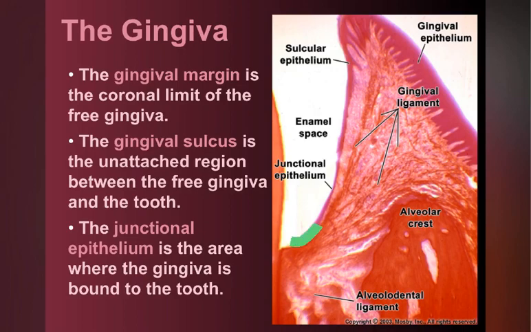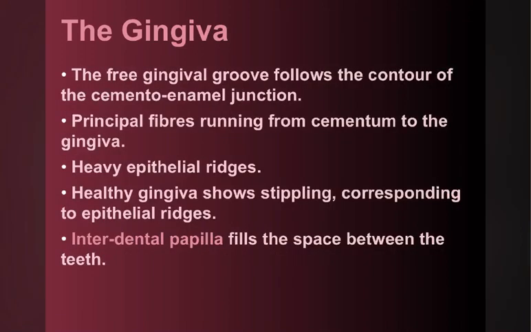So here you see this epithelium. It's smooth. It's up till here. When we start to see raised ridges, then we are in the region of sulcular epithelium, which lines the free gingiva. Free gingival groove follows the contour of the cemento-enamel junction, and as we know, the cemento-enamel junction or the cervical line of teeth is not a straight line, so the free gingival groove is not a straight line.